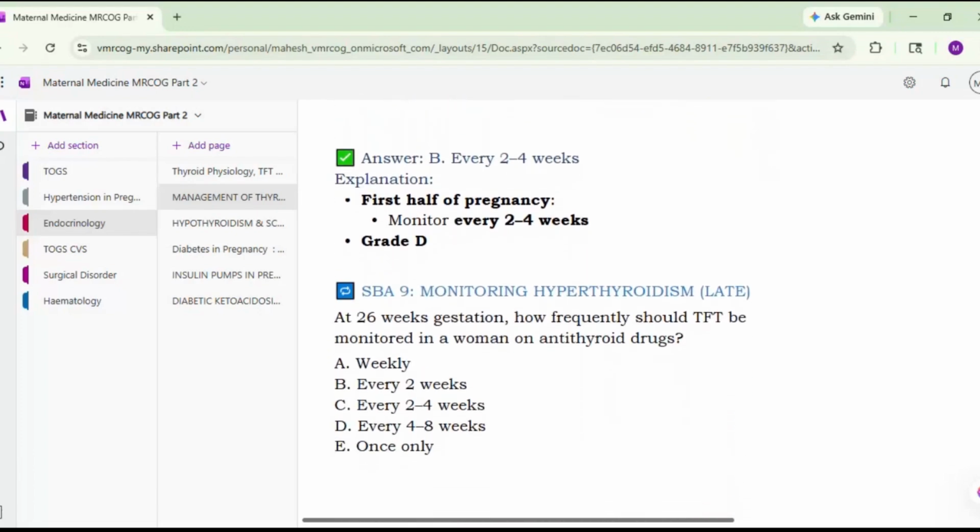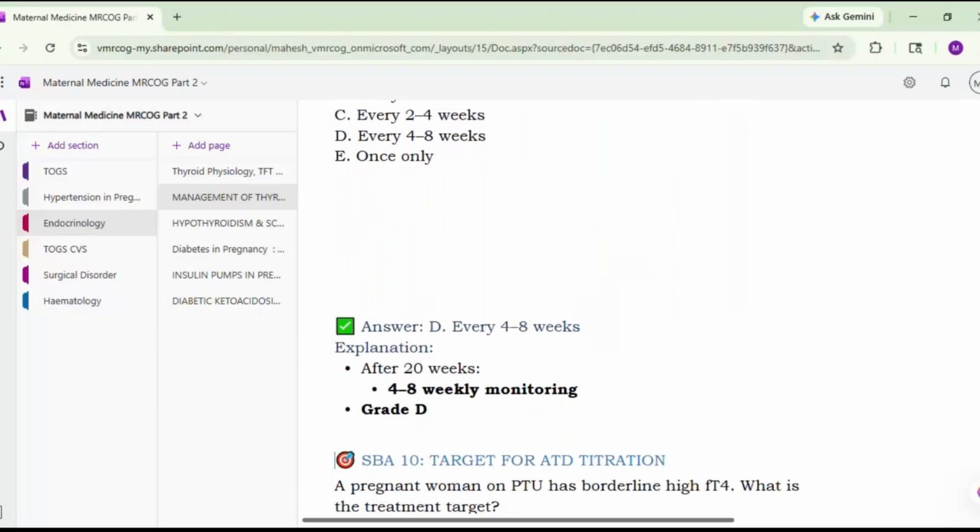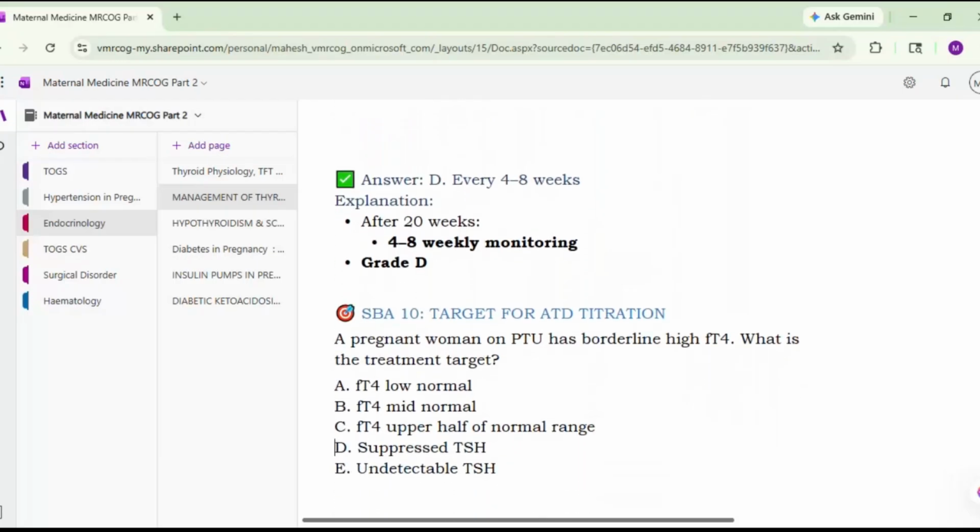Next. At 26 weeks gestation, how frequently should the TFT be monitored in a woman on antithyroid drugs? A. Weekly. B. Every 2 weeks. C. Every 2 to 4 weeks. D. Every 4 to 8 weeks. E. Once only. It is D. Every 4 to 8 weeks. Correct. After the second half begins, it is 4 to 8 weeks.